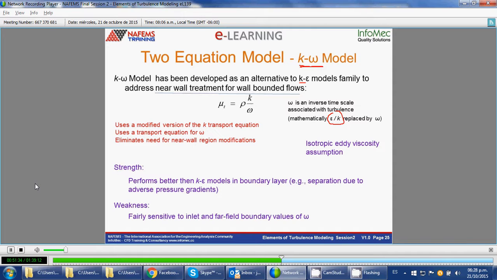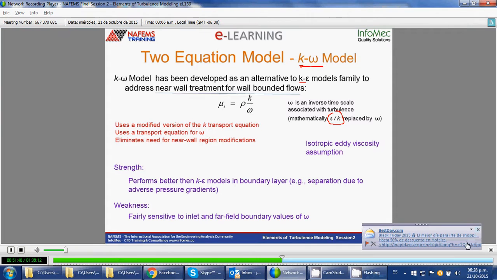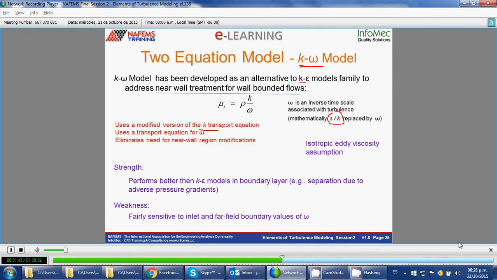What it did was k would stay the same, a little bit modified version, I think, and then the epsilon is replaced by omega. Now you didn't have to worry about near wall function or wall integration. You could go all the way to the wall and be able to get the effect all the way to the wall without doing much. So the strength was that you could use it for boundary layer flows, even with separation and adverse pressure gradient.